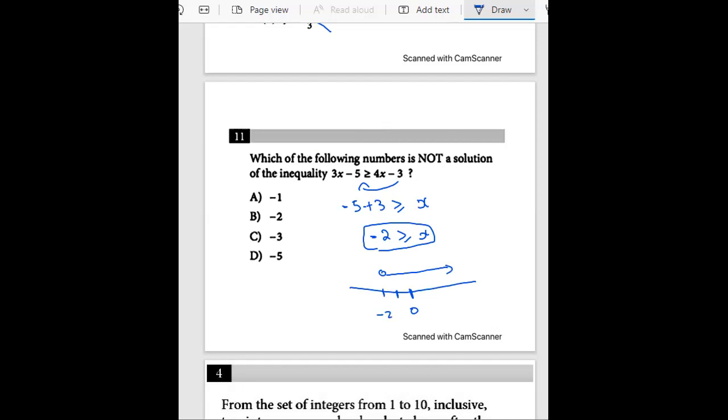Okay, so sorry, -1. -1 is in this range. Wait, it is 4x minus 3x minus 5 plus 3. This should be -2 greater than or equal to x.